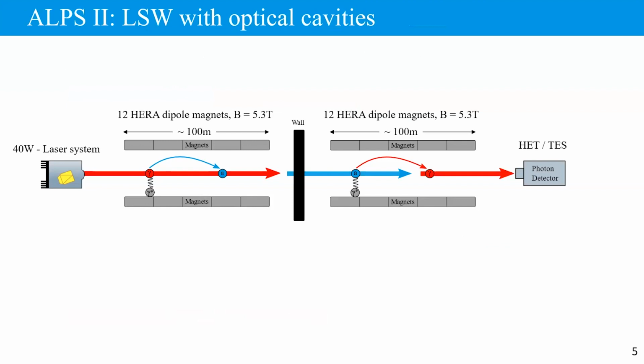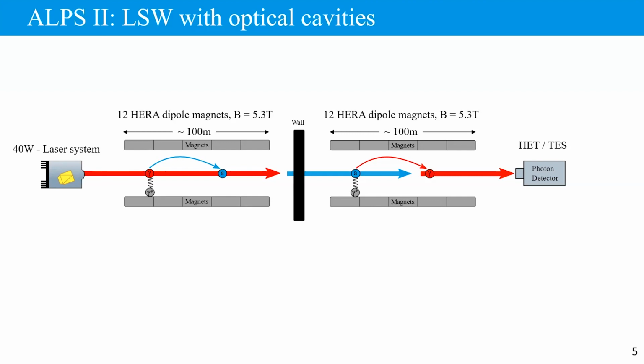Okay, so let's take a look at the parameters that we use for the experiment. As a light source, we have a laser system which provides us about 40 watts. And we have designed the interaction lengths on both sides of the wall to be around 100 meters. For the magnets, we use a string of 12 dipole magnets from the former HERA accelerator, which are superconducting magnets and provide us a magnetic field of 5.3 Tesla on both sides of the wall. And the interaction length is on both sides the same.